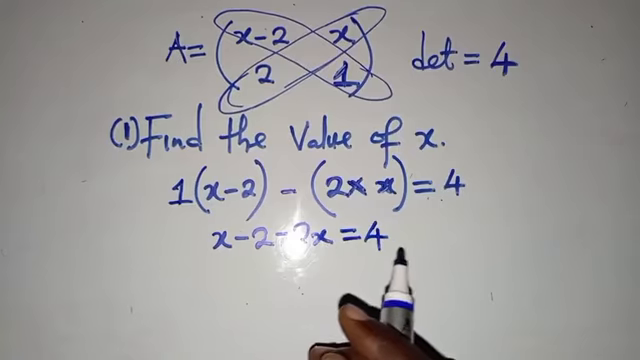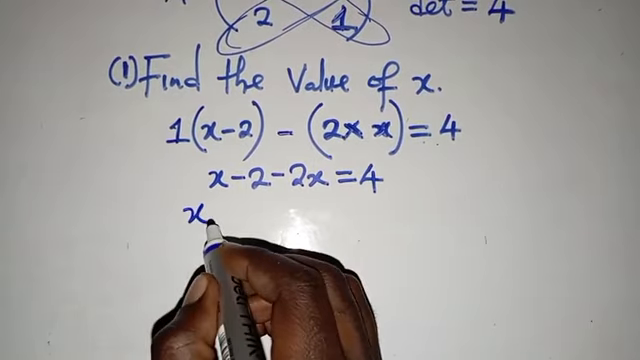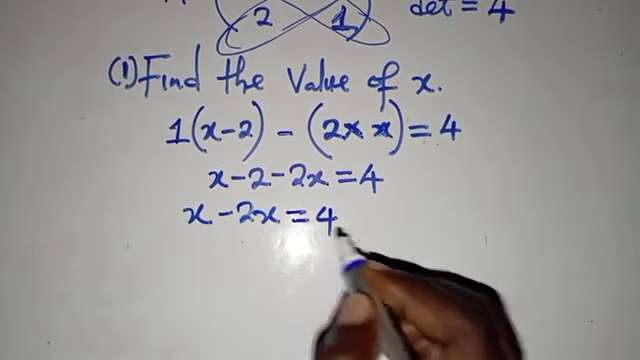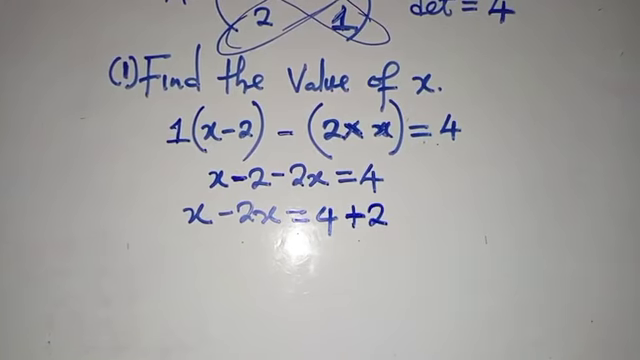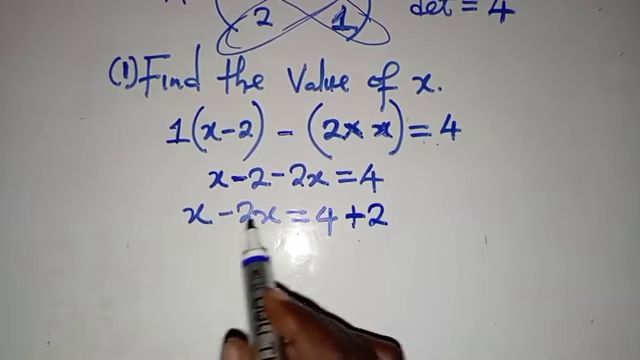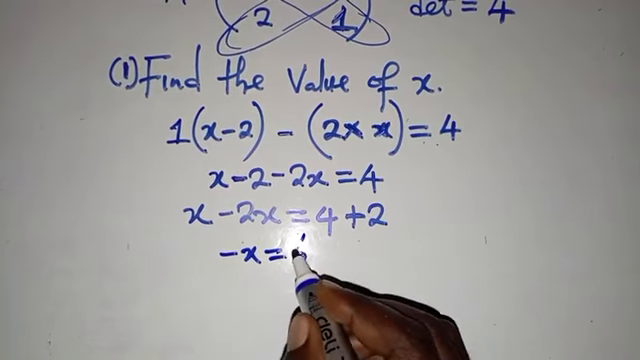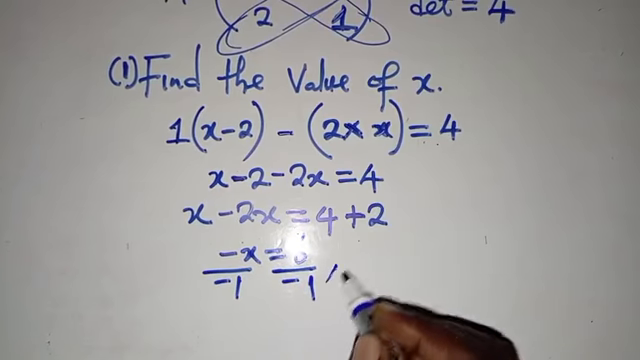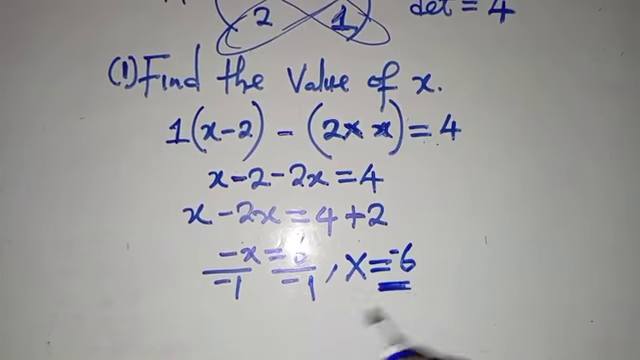What do we do here? We group the like terms together. This is x, this is minus 2x, which is equal to 4. The 2 is negative, and when it goes to this side, it becomes positive. What answer are you going to get? This is negative x, which is equal to 6. You divide both sides by negative, so x is equal to negative 6. That is your answer. As simple as that.